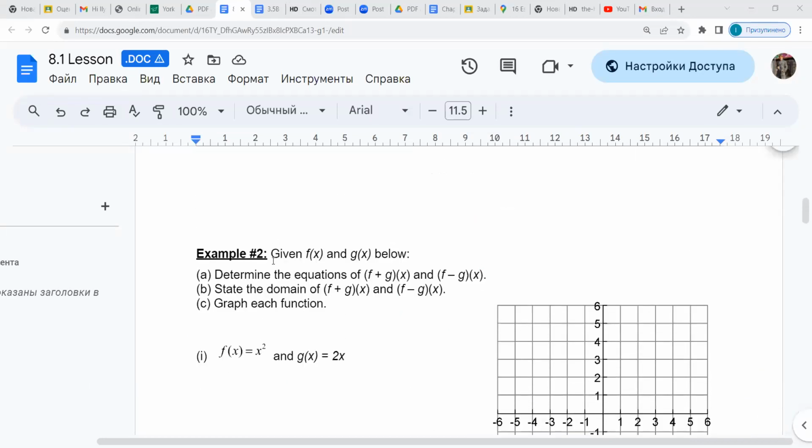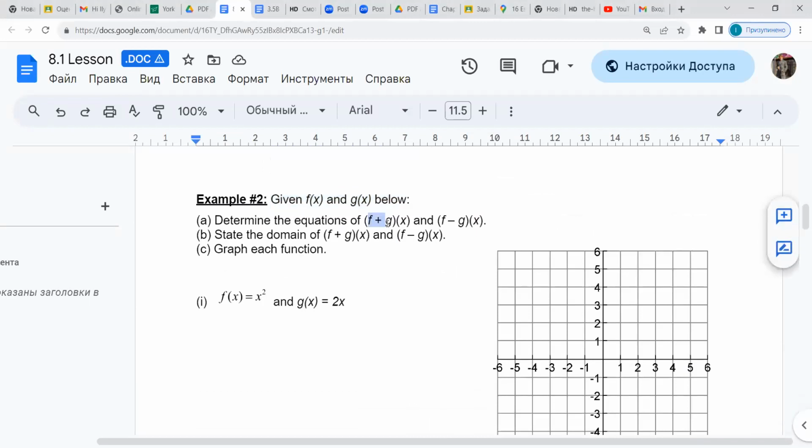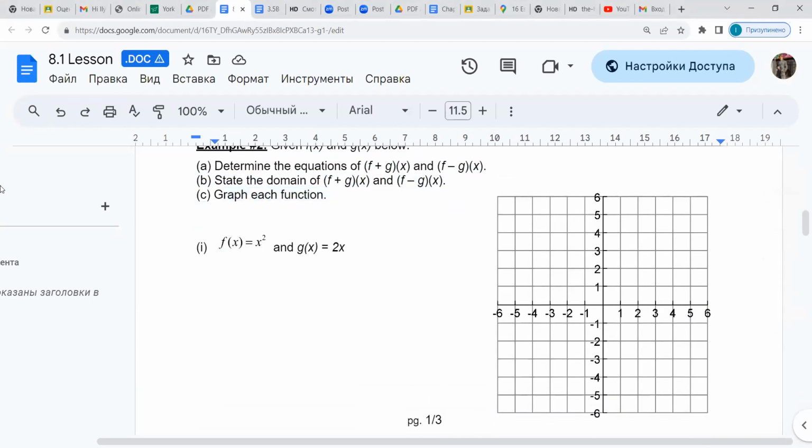So example number 2. Given f of x and g of x below, determine the equations of f plus g of x, f minus g of x, state the domain for both of those functions, and graph each function. Let's start with writing down the combination of those two functions.